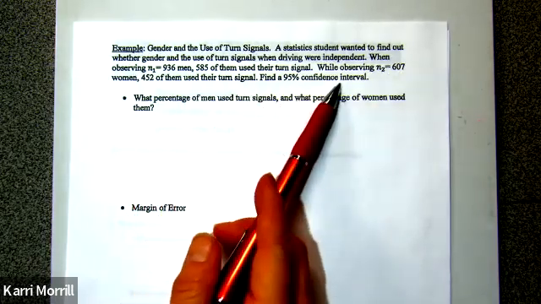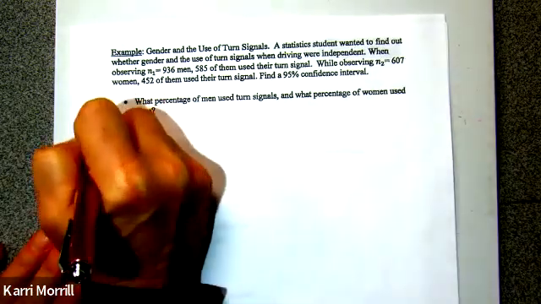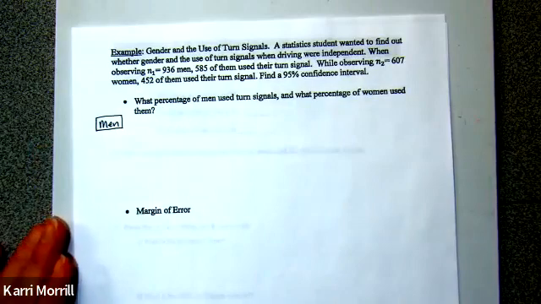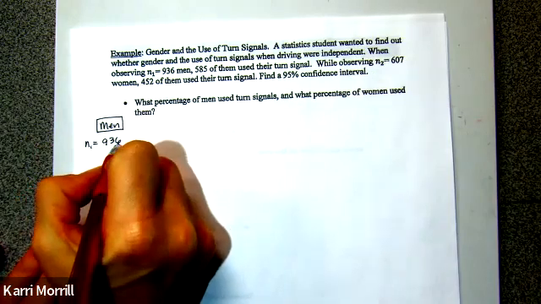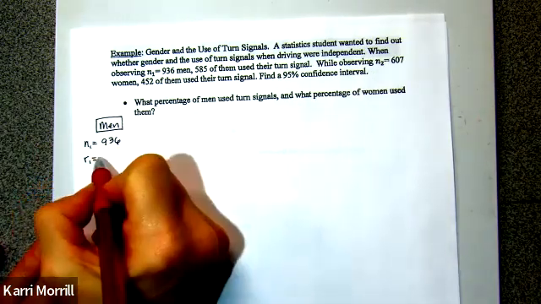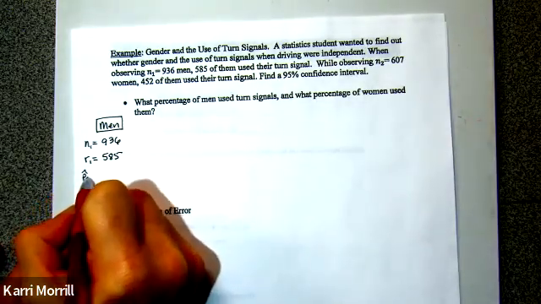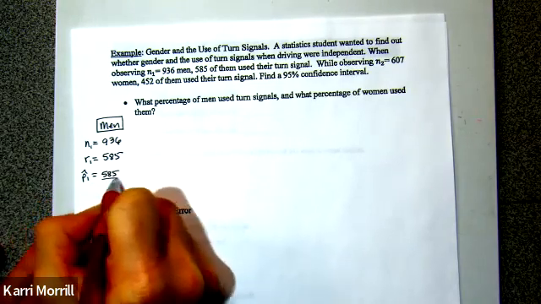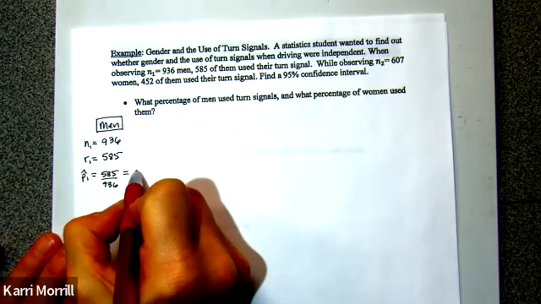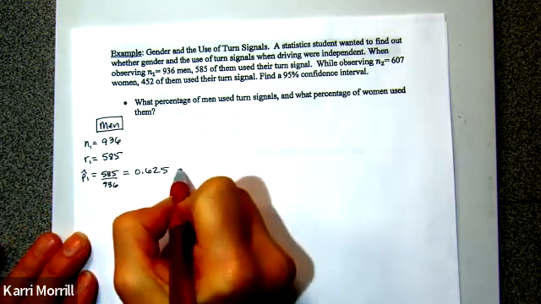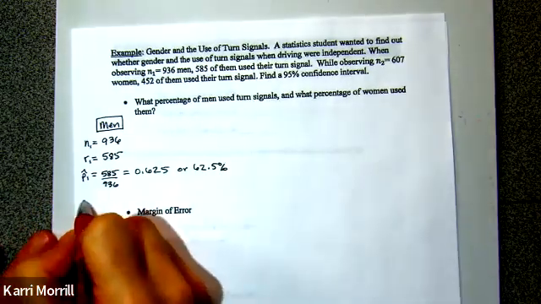We want to find a 95% confidence interval. So we have to do it separately for men and women both. So we have to do it kind of twice. So men, we said that there were 936 men that they observed and using their turn signal was considered a success. So 585 of them did that. So our P hat would be taking 585 divided by how many were sampled, which would be 0.625, or you could call that 62.5% of men used their turn signal.